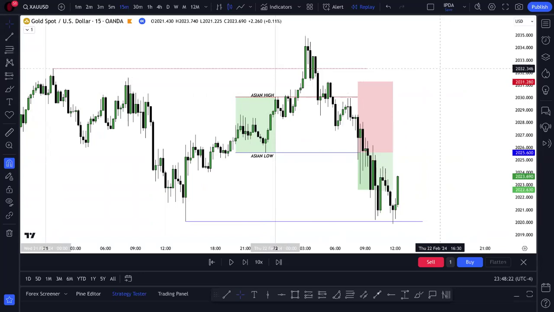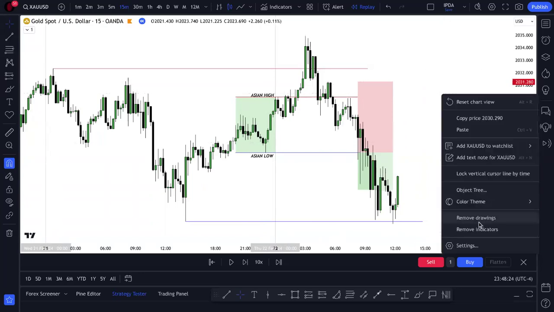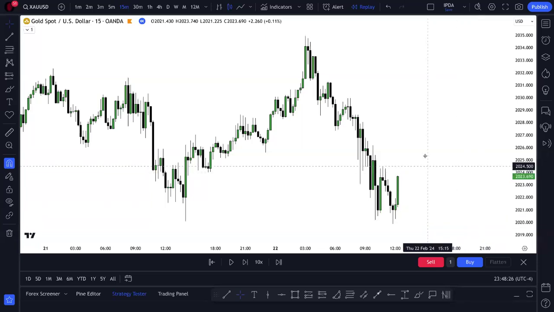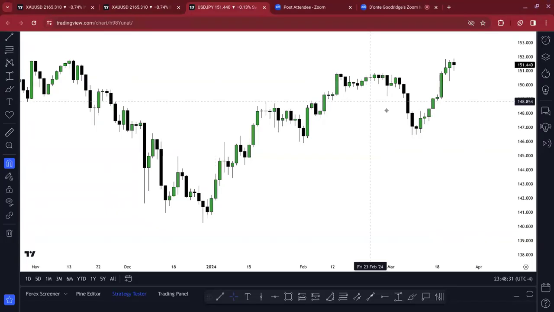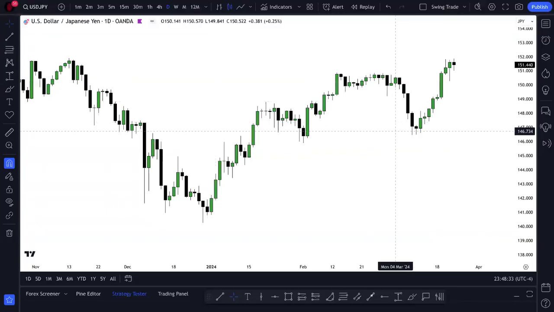So moving into the next topic, we're going to be talking about counter trend candles. And I believe I had a tab up for this. We're going to be using UJ for this example.